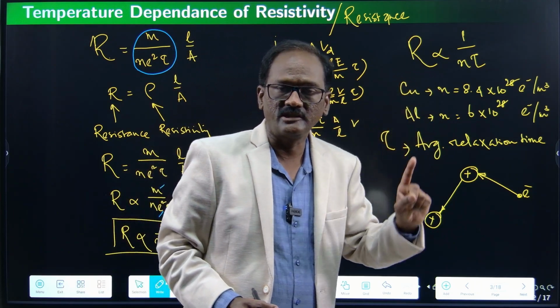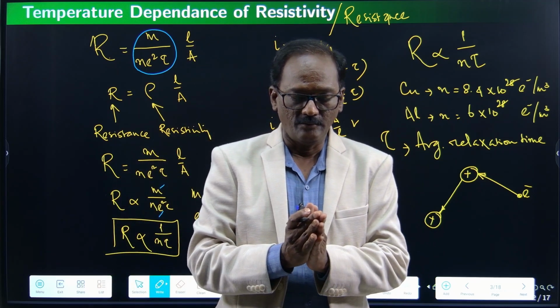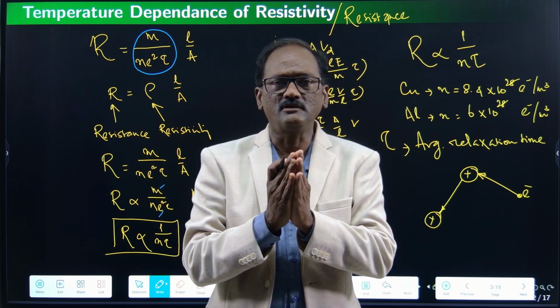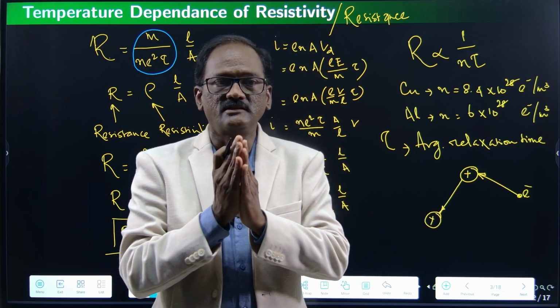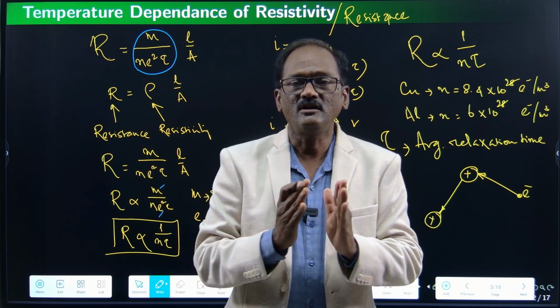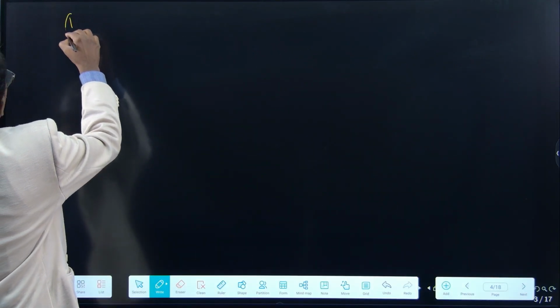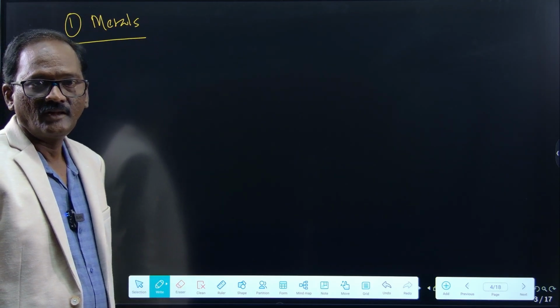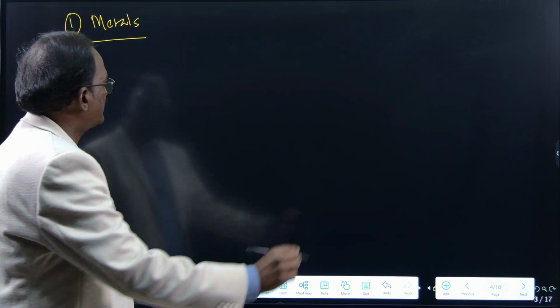So this is also going to change from material to material, right? So let us discuss the entire concept here. Before discussing the temperature dependence of resistivity, I am going to group all the materials in use into three categories. Number one, metallic conductors or simply metals. Number two, insulators. Number three, alloys, right? We will see them.